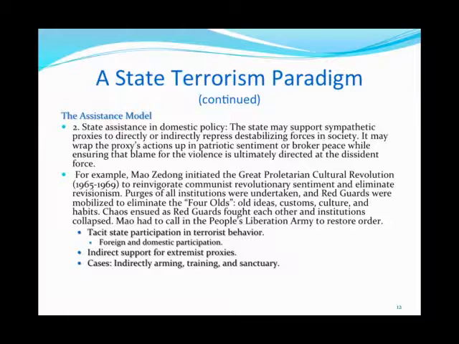On page 84 of the book, Martin uses the Cultural Revolution that occurred in the mid 1960s in China as an example of the assistance model. So I urge you to read page 84, the Great Totalitarian Cultural Revolution. Read about that, and that will end part one, and I'll pick up in the next segment on part two of chapter 4.